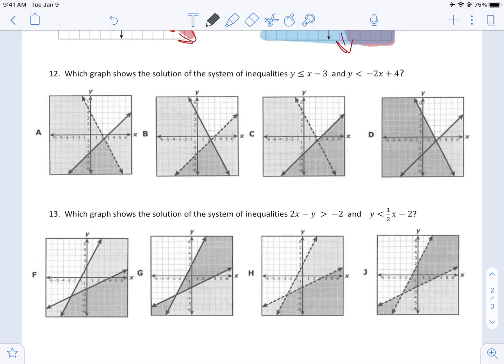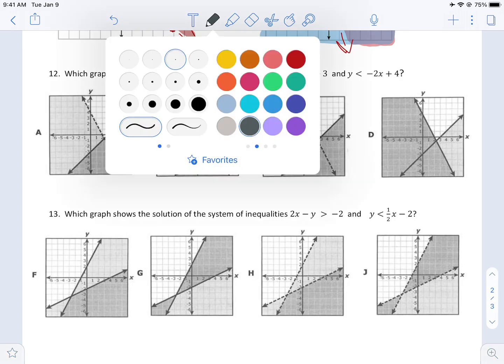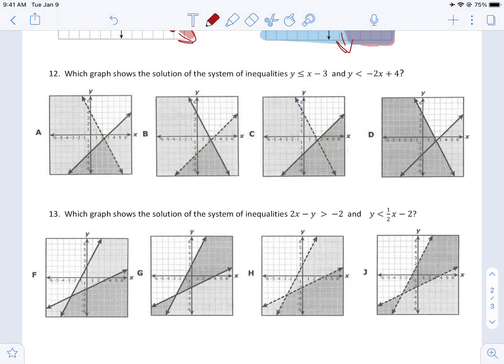Okay, number 12 says, which graph shows the solution of the system of inequalities? We have y is greater than or equal to x minus 3, and y is less than -2x plus 4. Now what we can do is we can look at the answer choices that we have. Okay, we know for this first one, we should have a solid line, and the second one, we should have a dotted line.